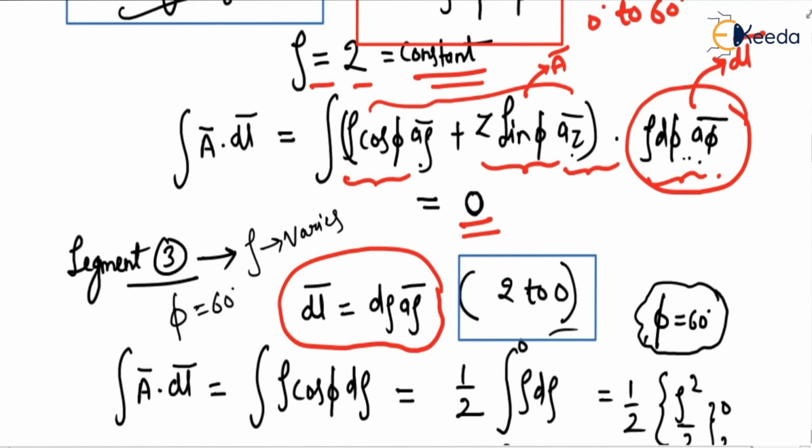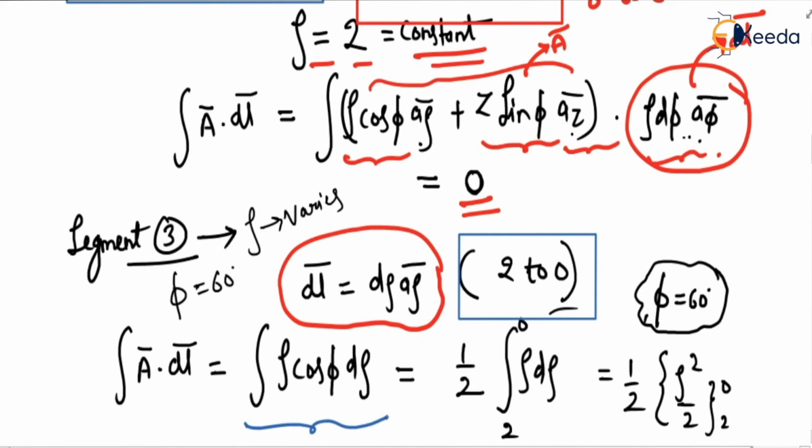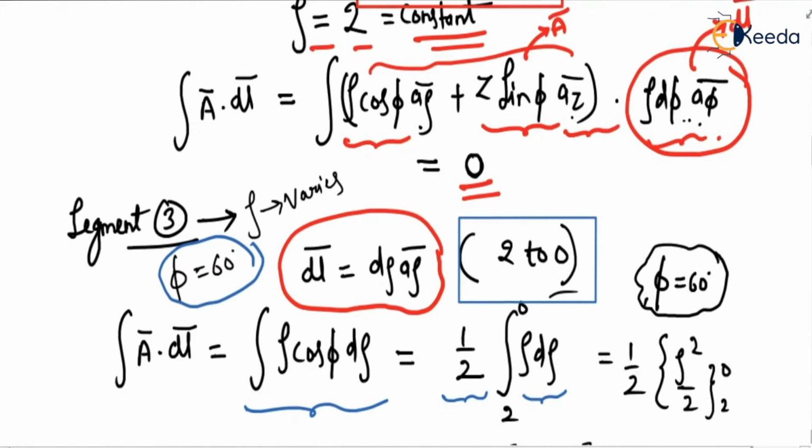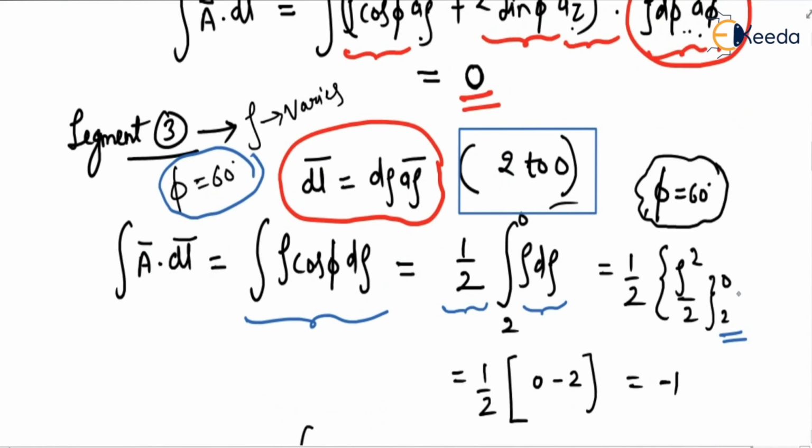So A vector dot dl vector is equal to rho cos phi d rho. When we take the dot product, the answer is rho cos phi d rho, but phi is here 60 degrees. Cos 60 degrees is 1 by 2. So 1 by 2 we take outside of the integration because it is a constant value. So here it is rho d rho. The integration of rho is rho square by 2, with limits from 2 to 0. So the answer is 1 by 2 times (0 minus 2), which is minus 1 for segment 3.